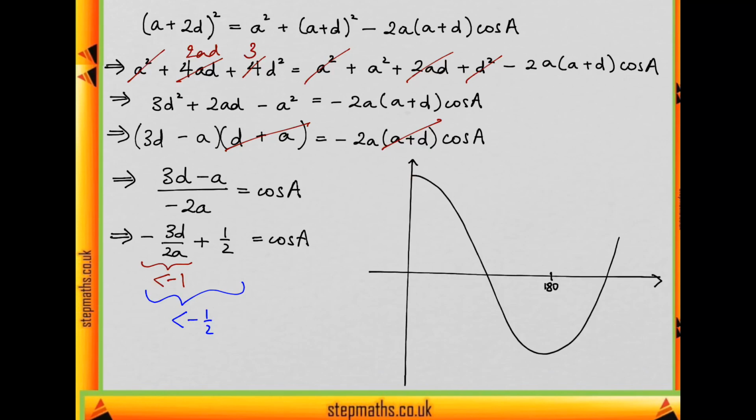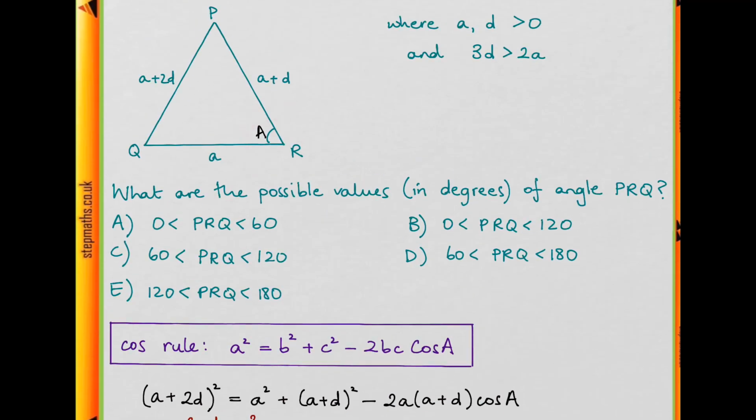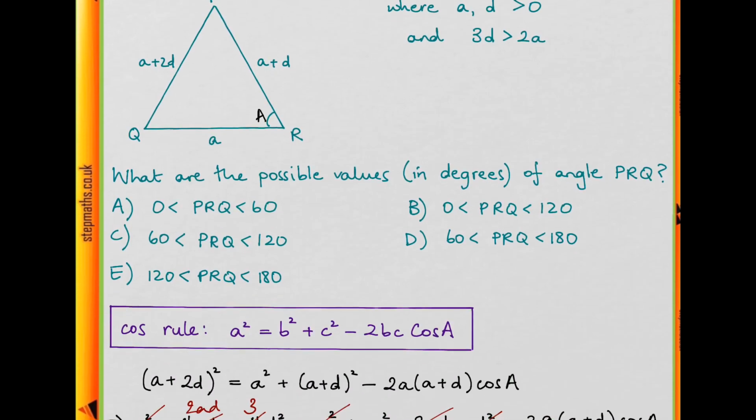Okay, so looking at our cos graph, I know that cos of 60 gives us a half. So by the rotational symmetry about 90 degrees, to get minus a half, I'm going to have to take cos of 120. So if this curve is my cos of capital A, then for cos A to be less than minus a half, then I'm going to have to take A to be greater than 120, so that it lies in here. But also, capital A is an angle, right? So in a triangle, this angle can't be greater than 180 degrees. So we need A to be greater than 120, but less than 180, so that's solution E.